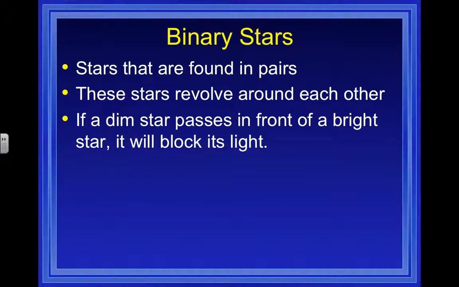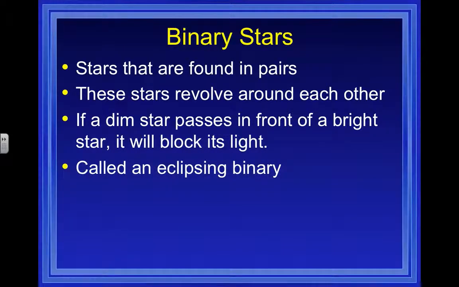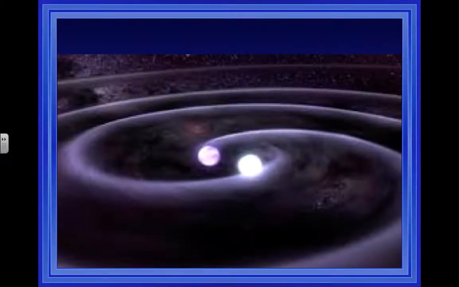Sometimes we'll get a dim star that passes in front of a bright star. It will actually block the bright rays of the brighter star. We call this an eclipsing binary, or an eclipsing binary star. Here we see it right here, a binary star situation. We have two, swirling around one another. You can see the tail of dust and gases swirling out to the sides of both of these. This is a great example of what a binary star would look like.